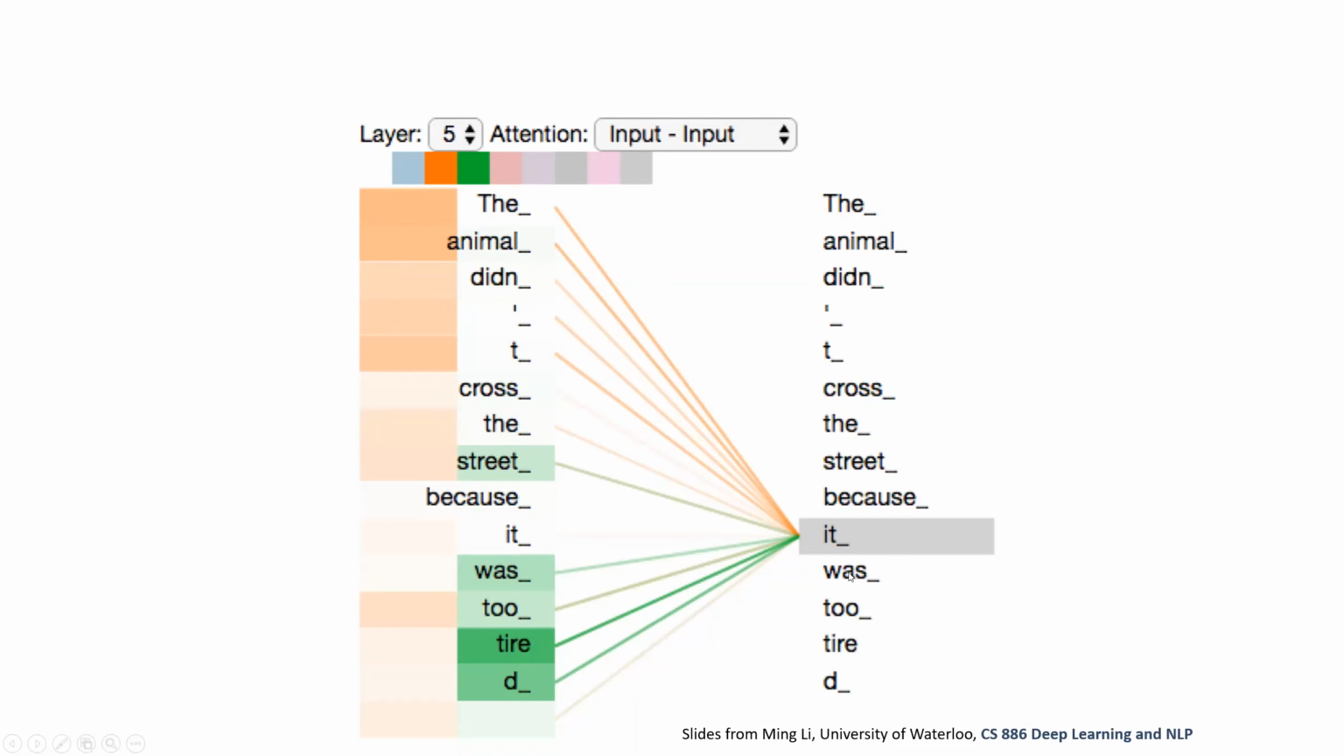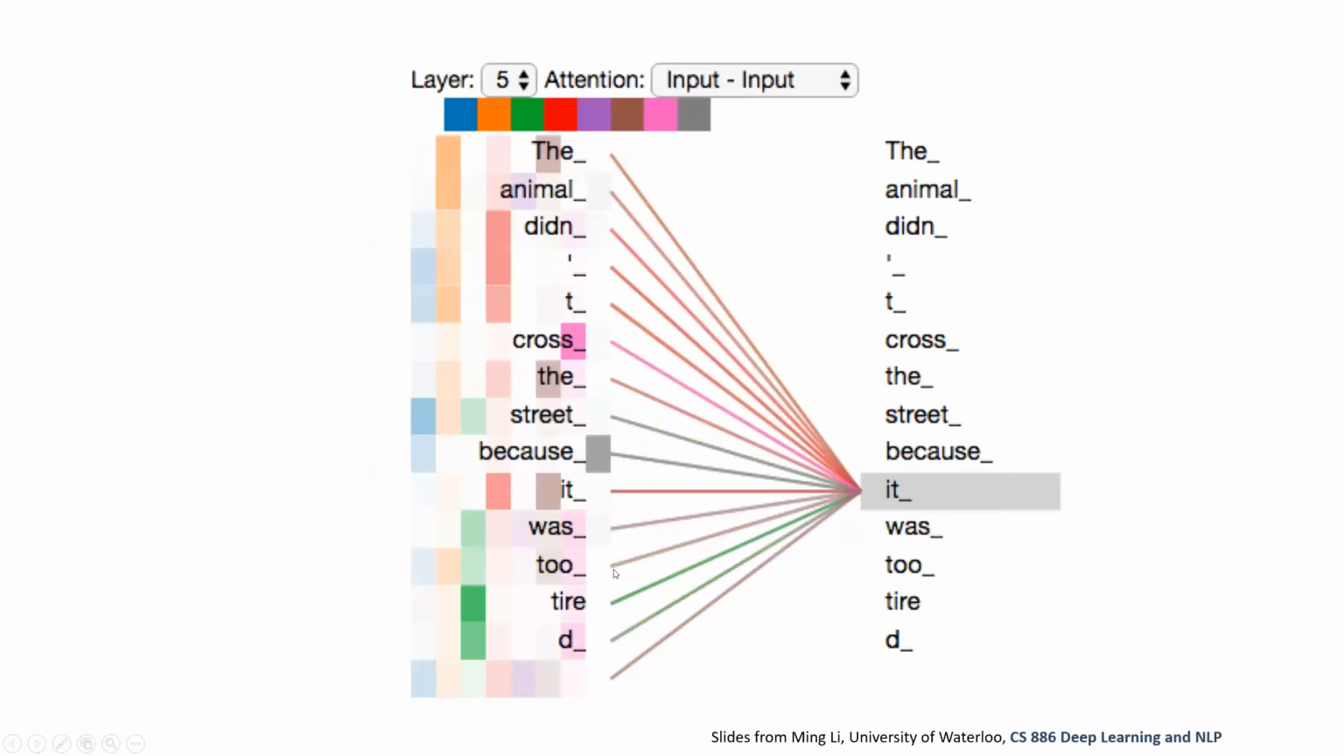This is showing how much attention these different words are paying to the word it, and here we are showing only 2 heads, the orange and green one. Then this is showing all the heads. So that's what we are doing here.